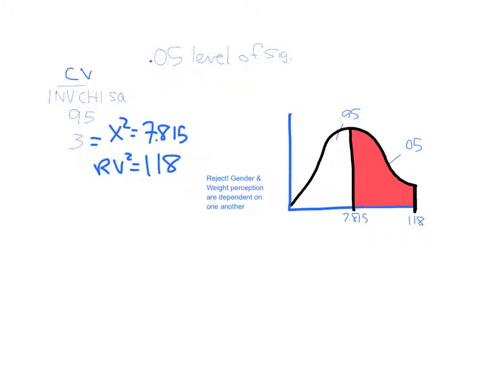So we plot that on our graph, 7.815, and then to the right, 118, which is our test value that we found in the last slide. And so we reject and would say gender and weight perception are dependent on one another.